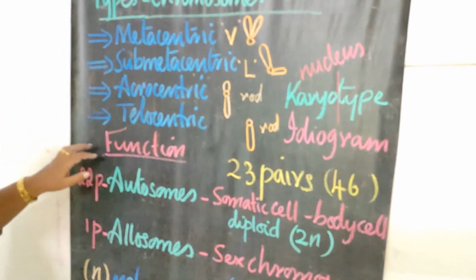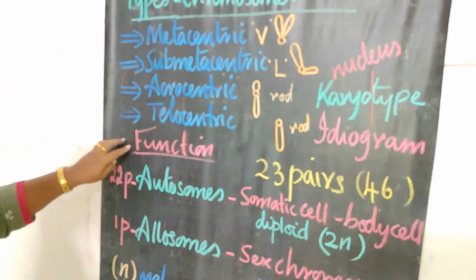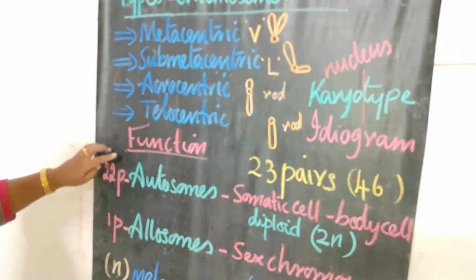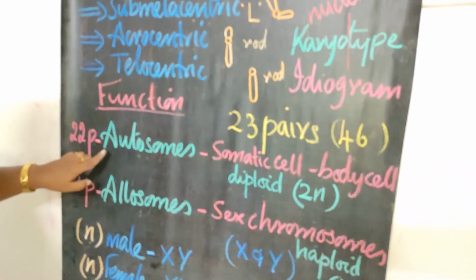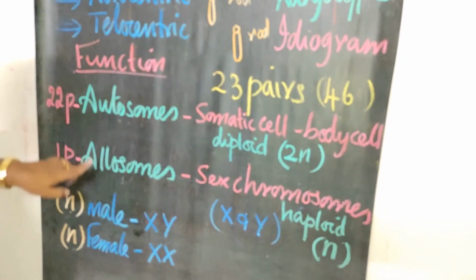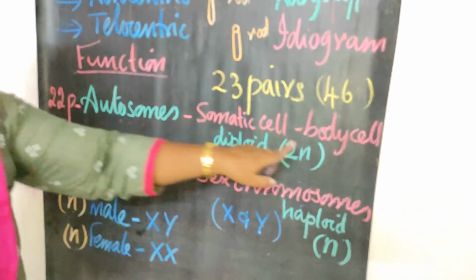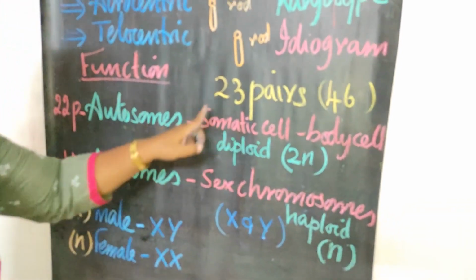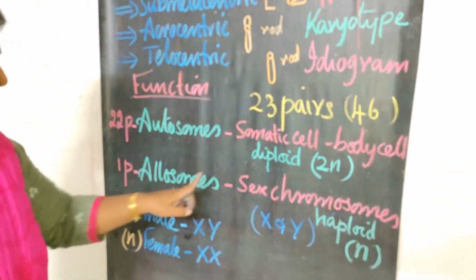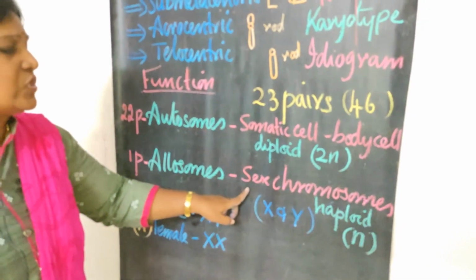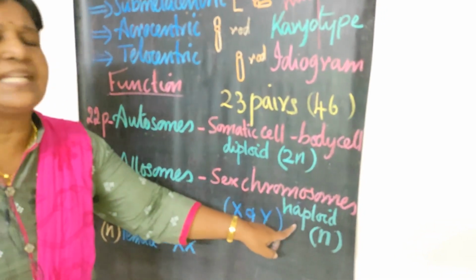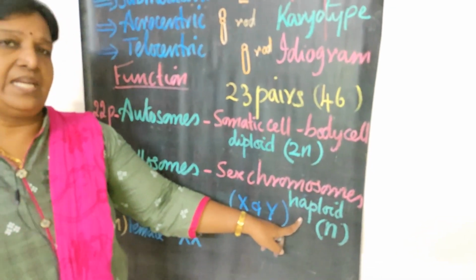Now coming to the functions of chromosomes. Based on the function, the chromosomes are classified into two types. What are they? Autosomes and allosomes. Autosomes are also said to be somatic cells and body cells. They are always diploid in nature. Allosomes are also said to be sex chromosomes and they are haploid in nature.